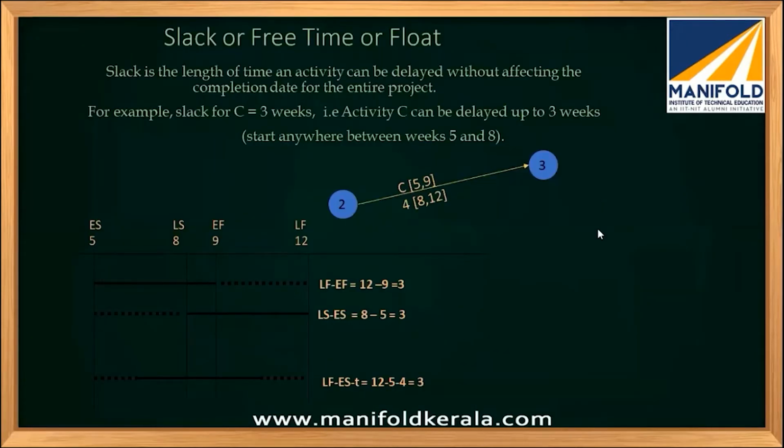Another important term to understand is slack or float or free time. This is how much an activity can be delayed without affecting the total completion time of the project. Let's understand it with an example. Suppose we have activity C, and the earliest start time for C is 5. So we can start as early as the 5th week. If I start at the 5th week, the duration is 4, so I can finish it in the 9th week. That is the earliest finishing time.